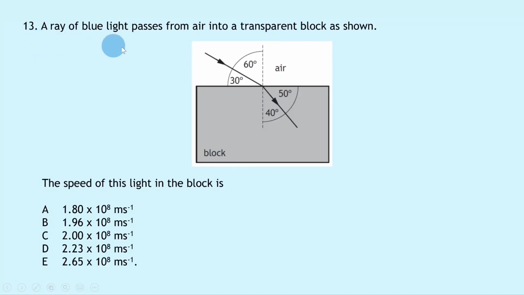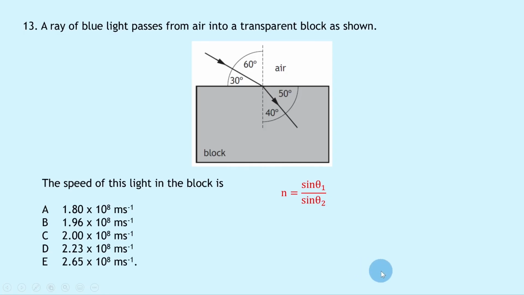Question 13 says a ray of blue light passes from air into a transparent block as shown. So we've got air and then the transparent block here, and the light comes in and refracts towards the normal. It says the speed of this light in the block is. Well, notice here how we're given some angles, so you should be thinking that we could first find the refractive index of the block by using the angle of incidence and the angle of refraction, and then we can use that refractive index value in the equation for refractive index in terms of speeds. So we've got n equals sine theta 1 over sine theta 2 firstly, where n is the refractive index, theta 1 is the angle in air, and theta 2 is the angle in the material.